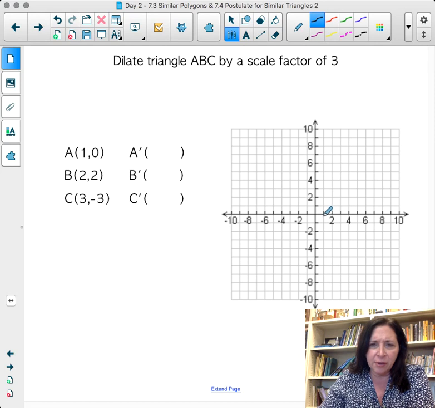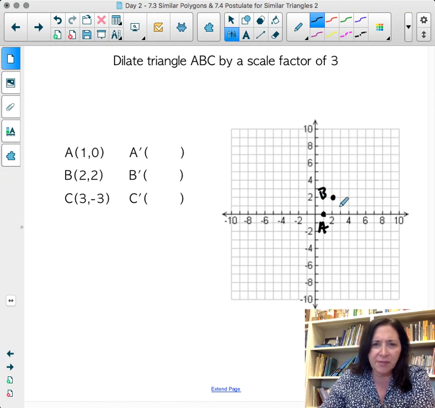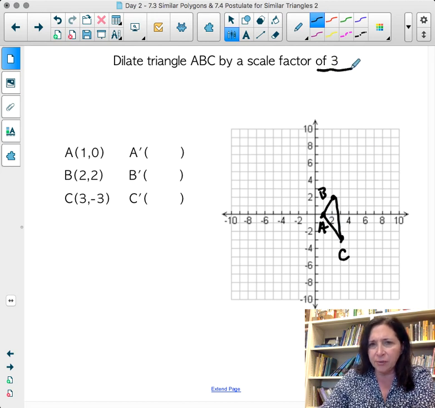So we have 1, 0. So here's 1, 0. Then we're going to call that A. And then we have B, which is 2, 2. So here's B. And then we have C, which is 3, and then -3. So there's C. So we draw this triangle. And our objective is to dilate it by a factor of 3.